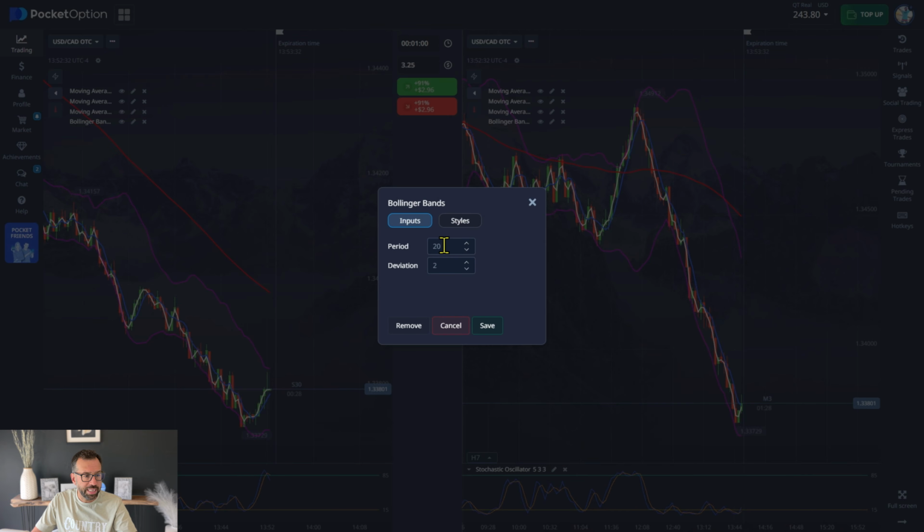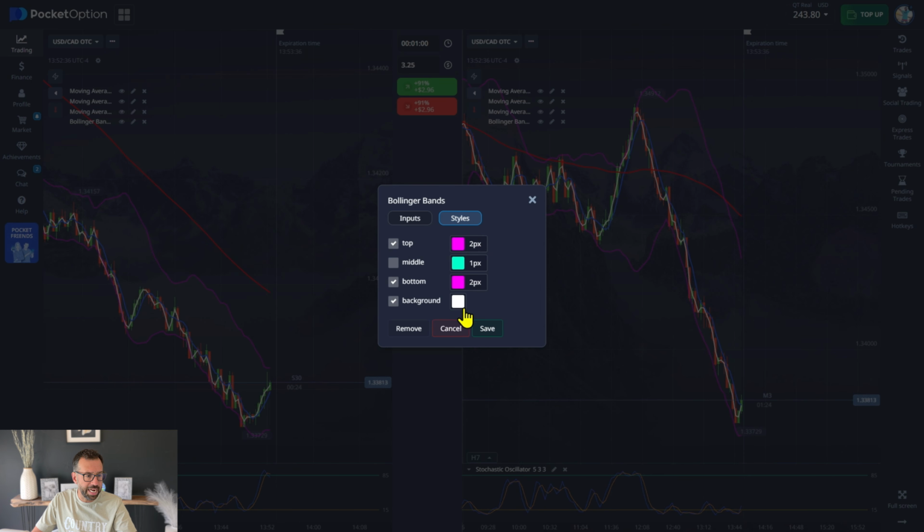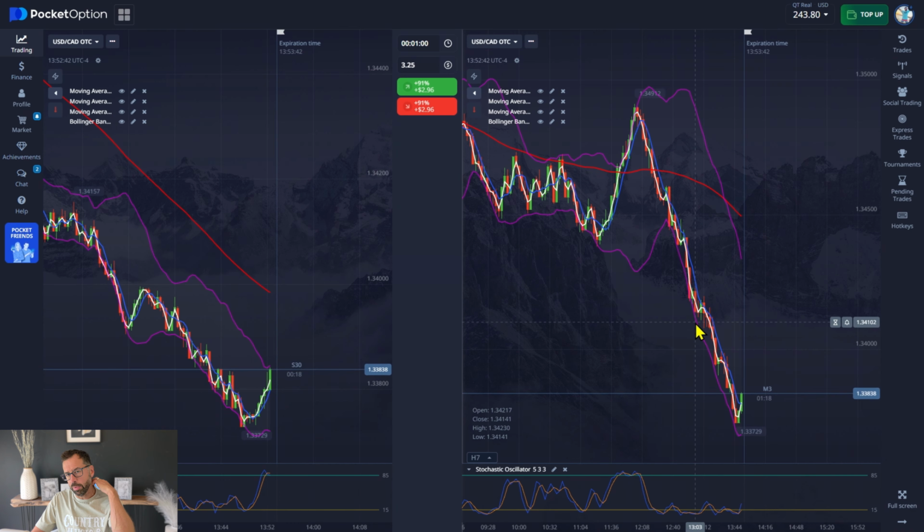Bollinger Bands, I have it set to 20 and 2. The top and the bottom I've set to the exact same color. The background I changed to white with a little less opacity, and I've gotten rid of the middle lines because I'm using the Bollinger Bands. So I'm using the moving averages.